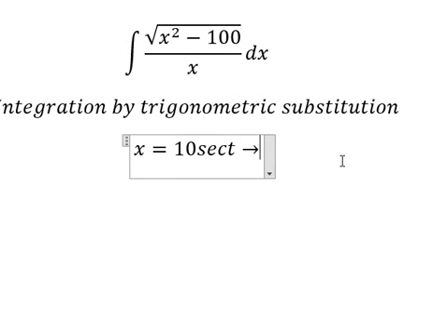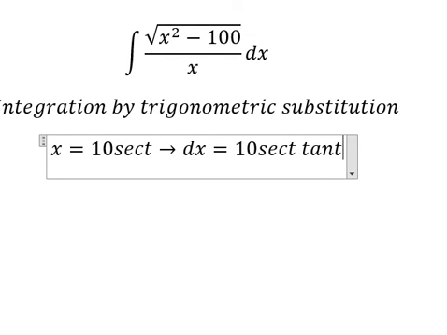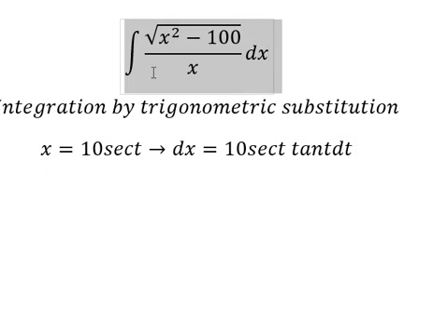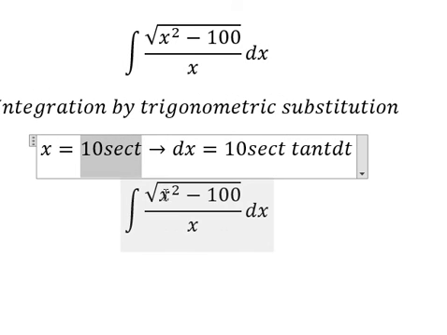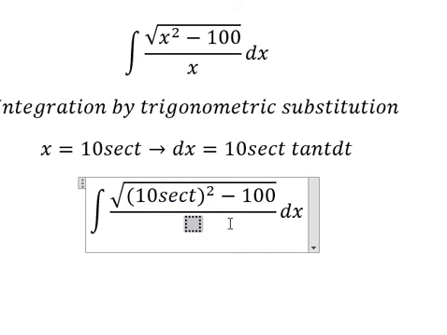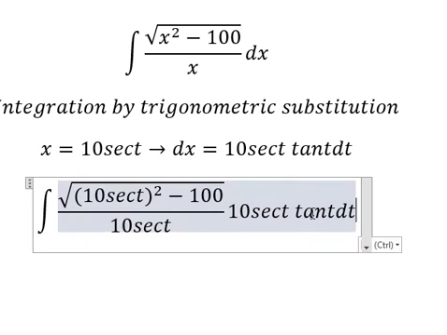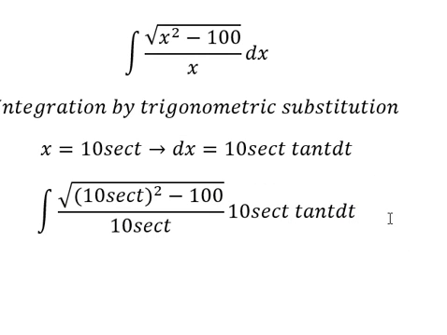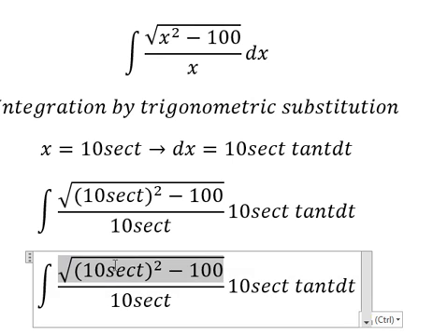So we first take the derivative of both sides, and you get ds equal to 10 secant of t tan t dt. So we put this one to replace for s, and the s we change for this one. So 10 secant of t we simplify on numerator and denominator.